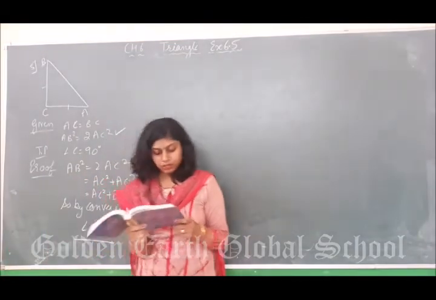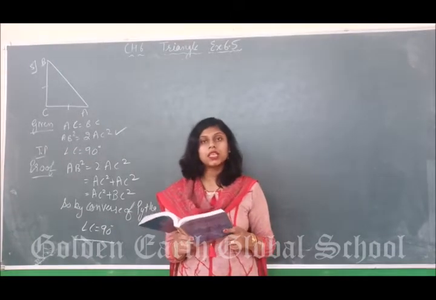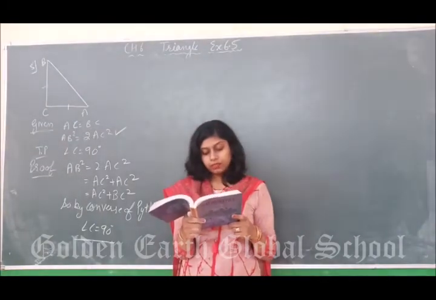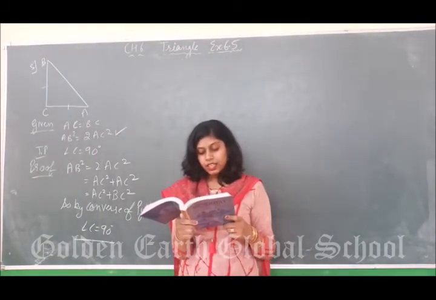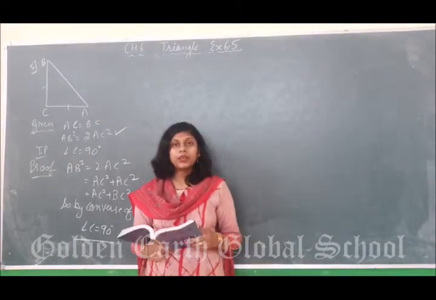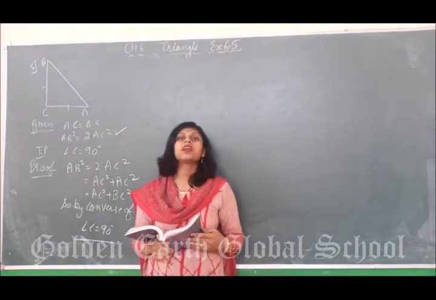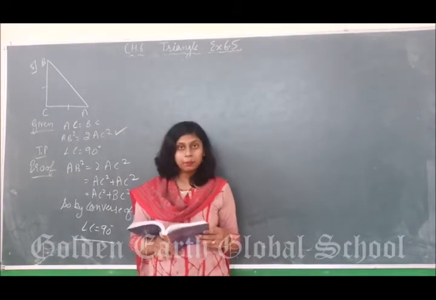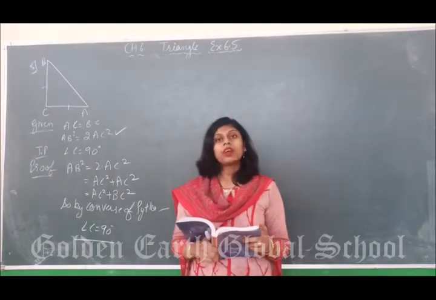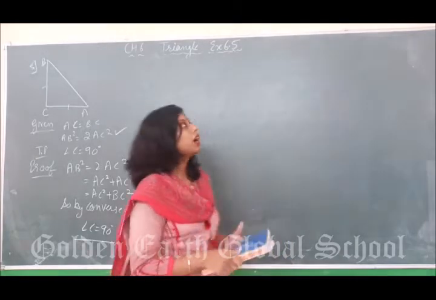Next, sixth question. ABC is an equilateral triangle. An equilateral triangle is one in which all the sides are equal. Side is given as 2A. We have to find its altitude, the length of the altitude. Note one thing: in an equilateral triangle, the altitude is the same as the median of the triangle. I repeat, in an equilateral triangle, the altitude of the triangle is the same as the median of the triangle.